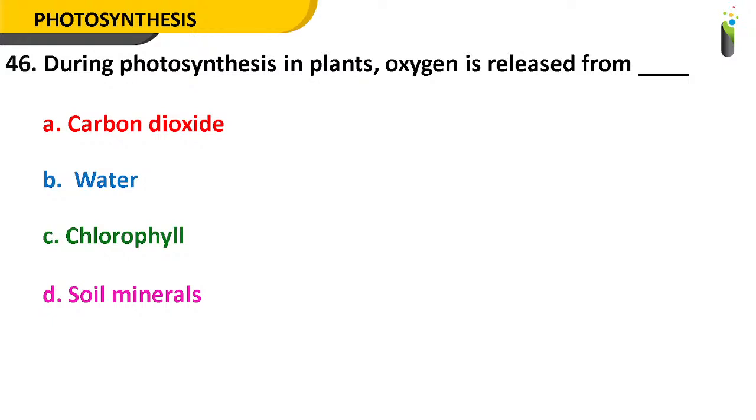Oxygen is certainly released in photosynthesis, right? So the oxygen that is released during photosynthesis, where does it come from? This is what the question means.